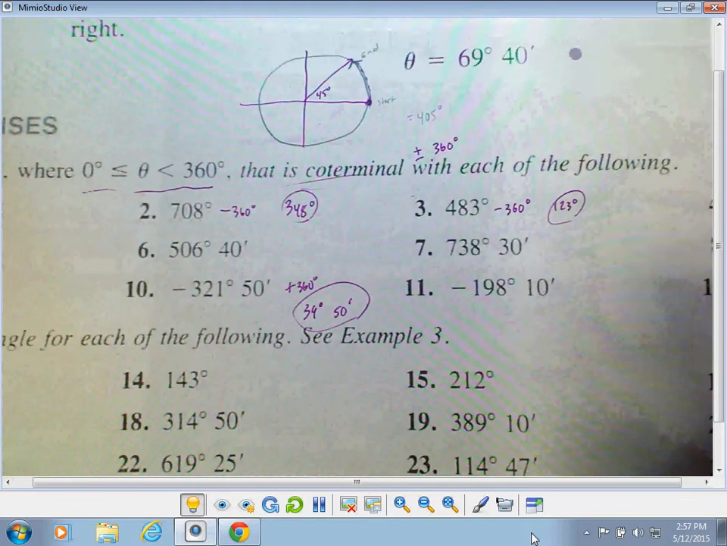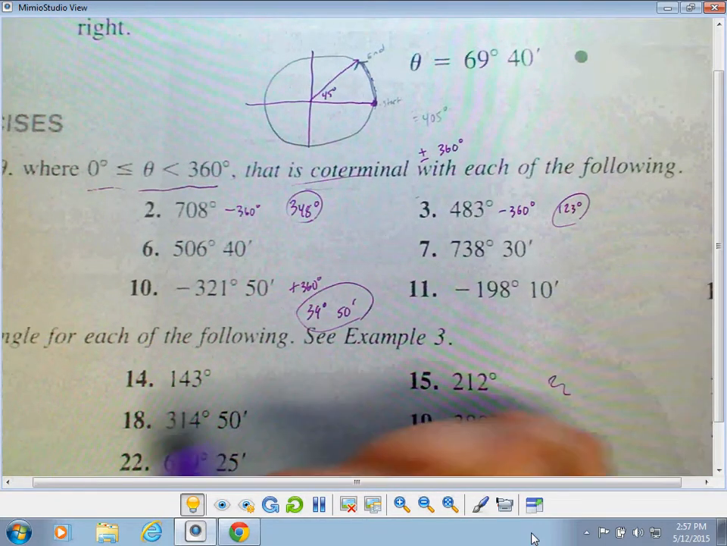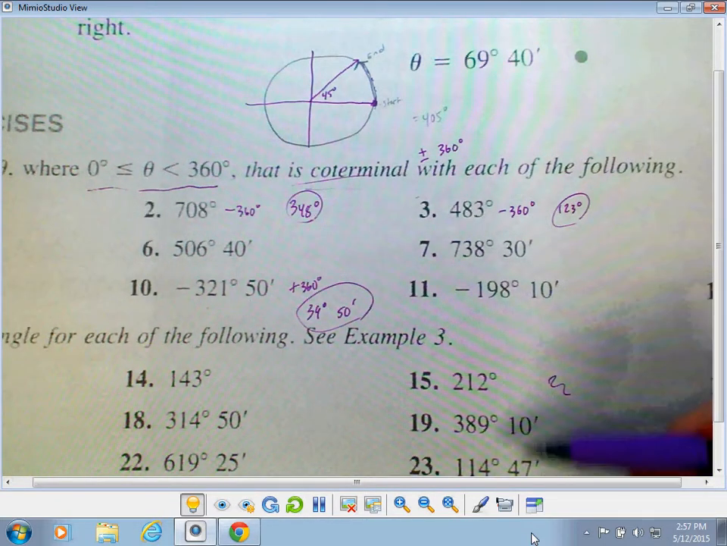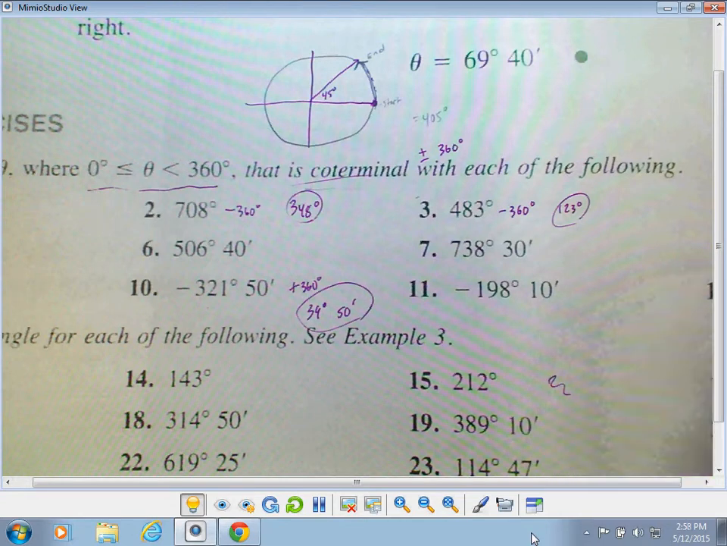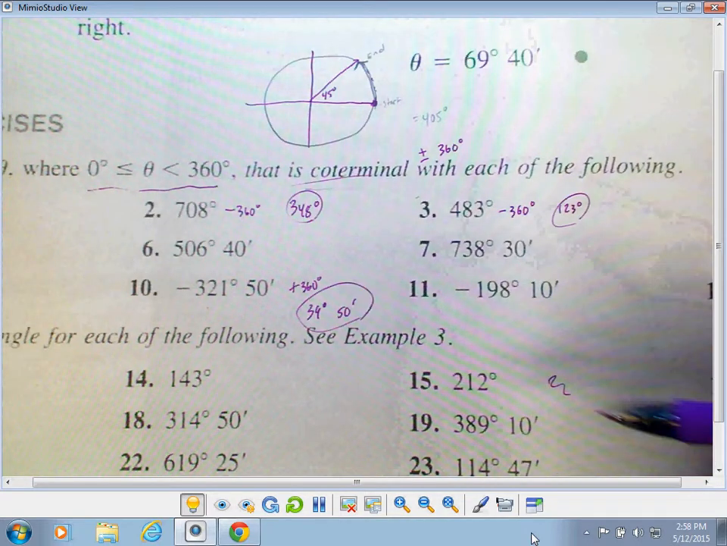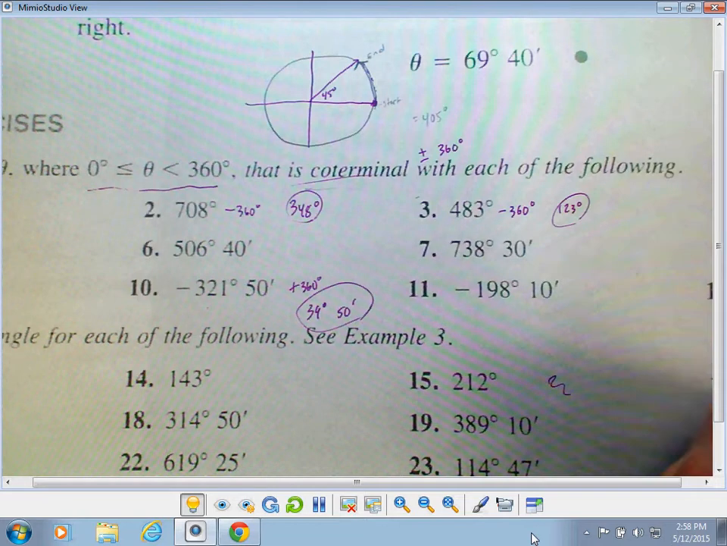And again, looking down here, Liz, I'm sorry, I don't know what the directions were, so I don't know what I can tell you about these ones, because I don't know exactly what it was asking you to do. So if it's the same thing, if it's the coterminal angle, just add or subtract 360 over and over again.